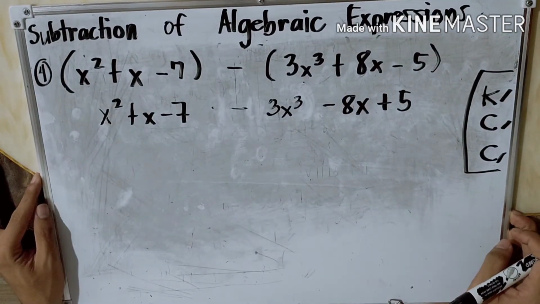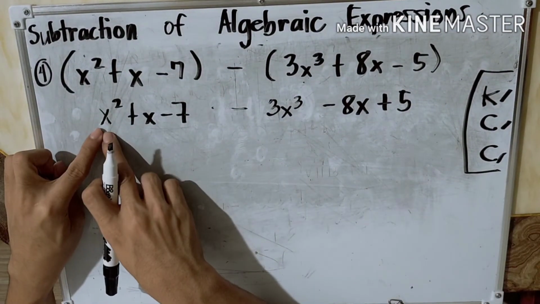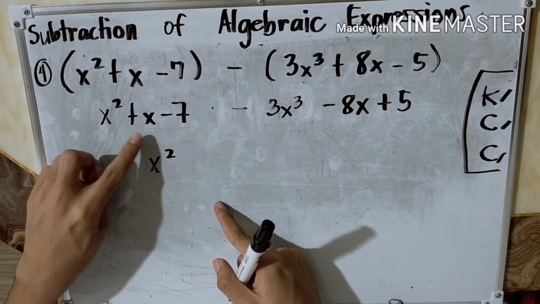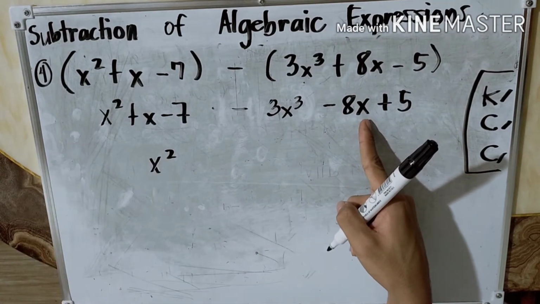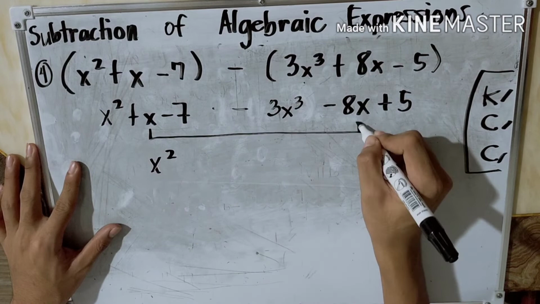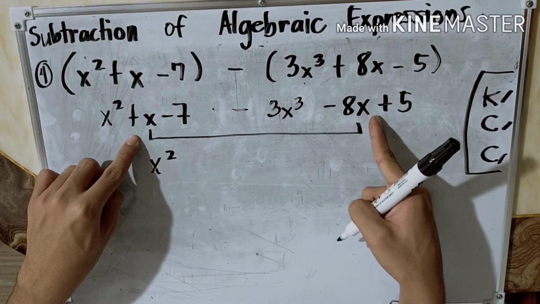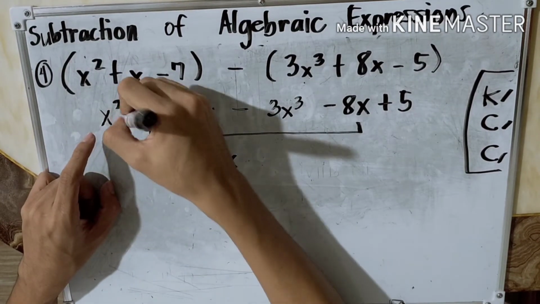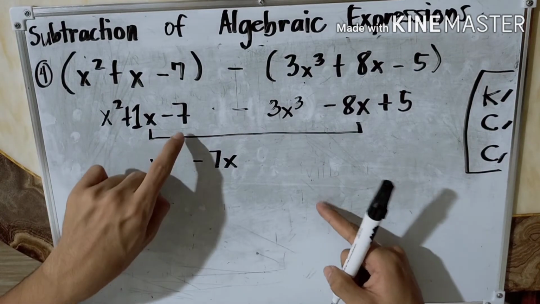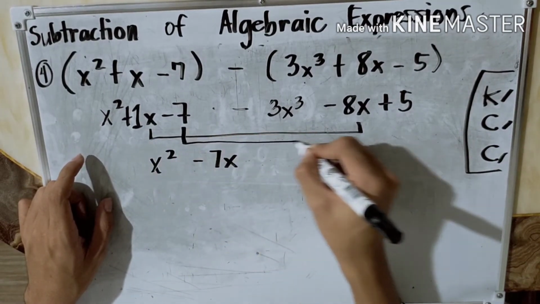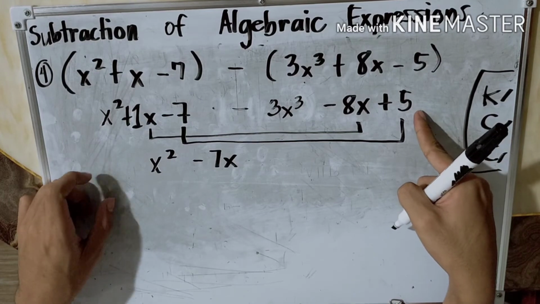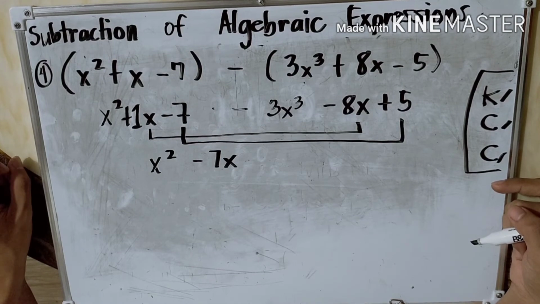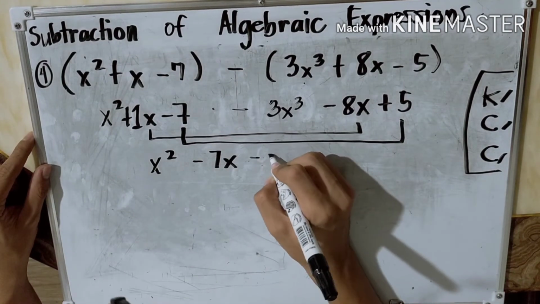Okay? Next. Combine like terms. Ang x squared ba, merong katulad na terms? Wala. Susulat x squared. How about x? Ito, similar terms siya with 8x. Positive x minus 8x, that will give you negative 7x. Kasi ito ay merong 1, imaginary 1. Then constant, negative 7, similar with the constant positive 5. So, negative 7 plus 5 will give you negative 2.